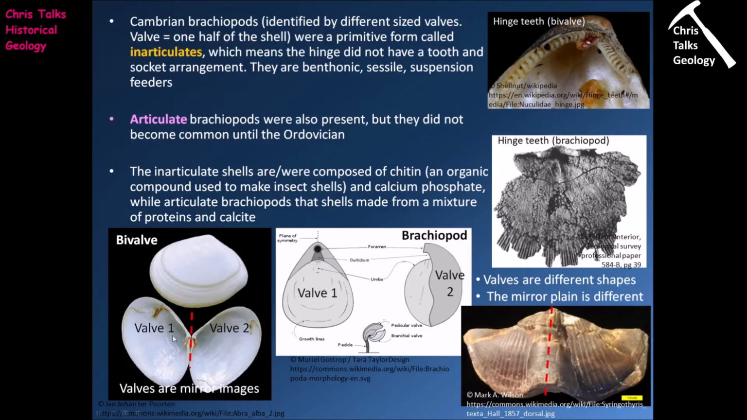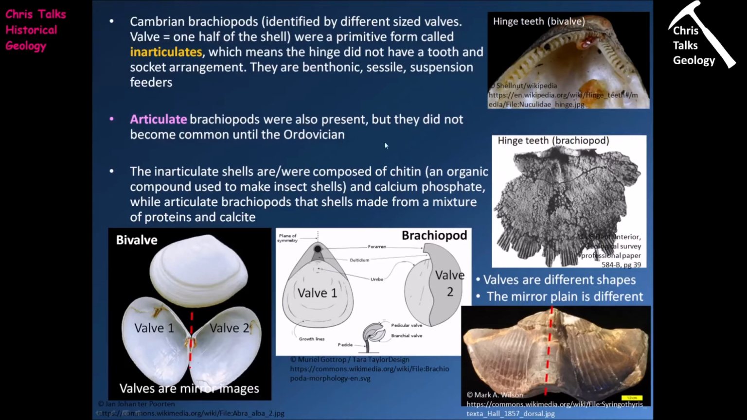There are occasions, for instance, with bivalves where the two valves are actually different. So they're not mirror images of each other, but based on other criteria, the organism is still classified as a bivalve. So what we were just discussing, the shape of the valves and the orientation of the mirror plane, that works for the vast majority of bivalves and brachiopods, but not all of them. So let's make that clear now.